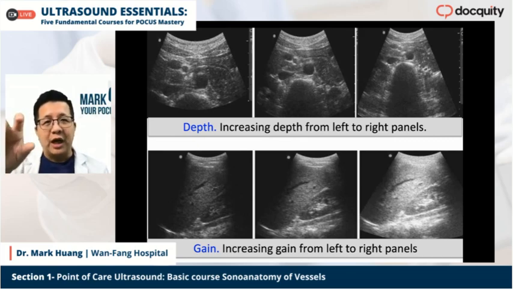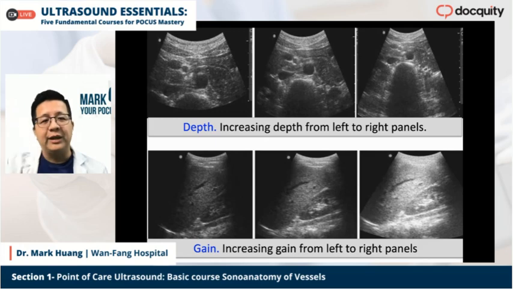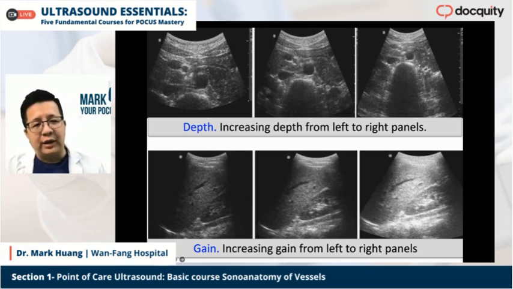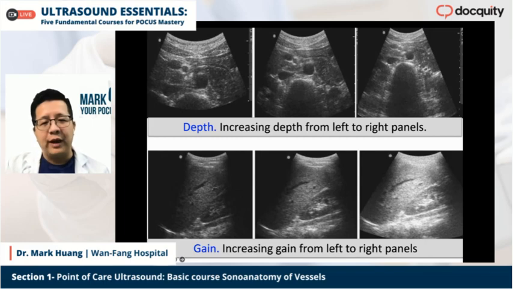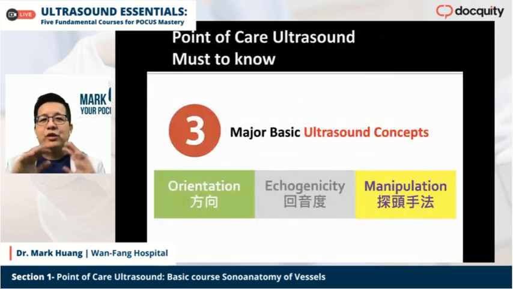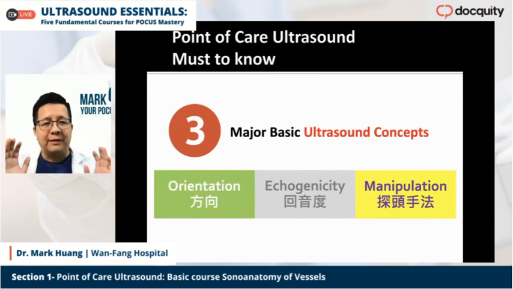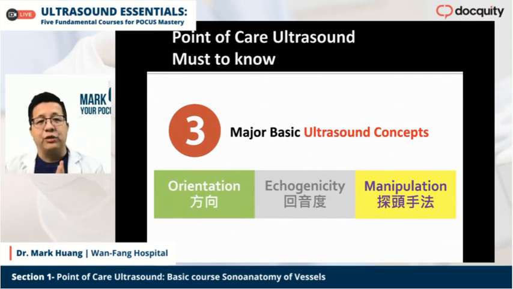So you can turn on and rotate the gain, adjust the gain. It will make your image brighter. From the left side it's very dark, and the gain increases from the left to the right panels. Okay, those are the three very basic but very important ultrasound concepts you must know.